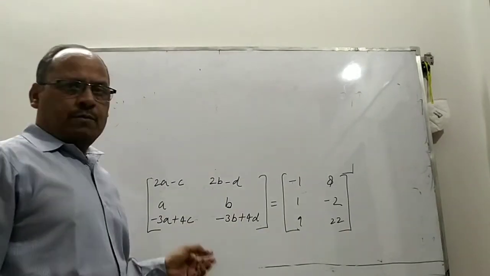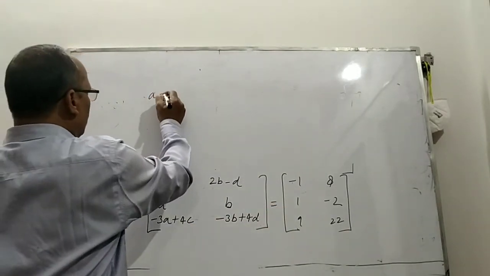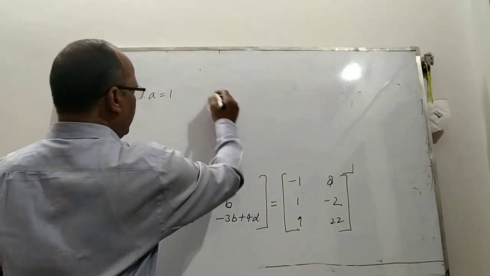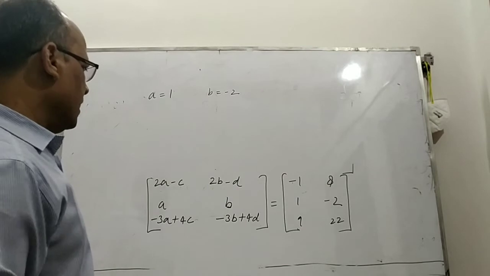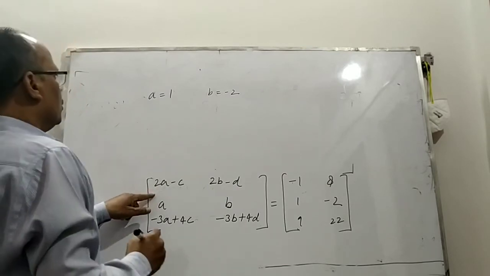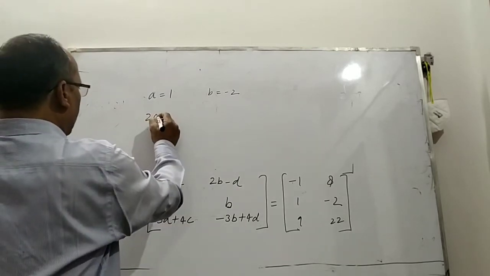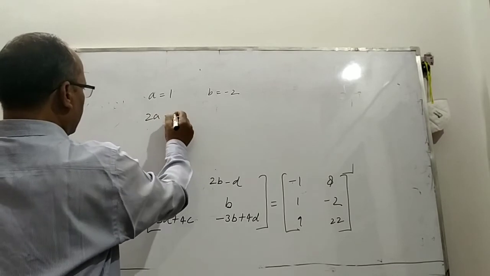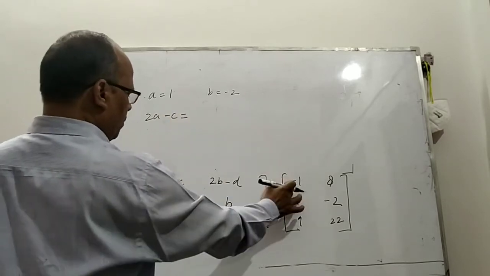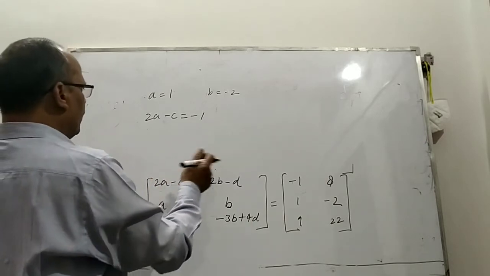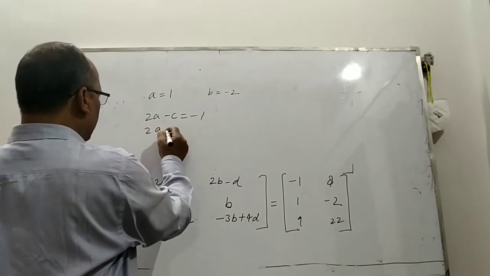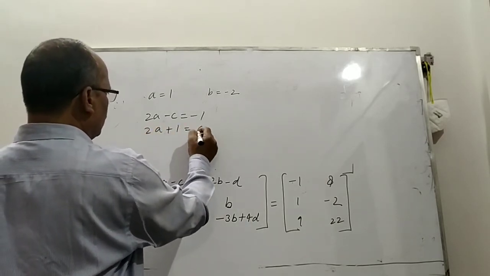So compare on both sides. A equal to 1, B equal to minus 2. Is it clear? So 2A minus C equal to minus 1. Then you will find the value of C. 2A plus 1 equal to C.